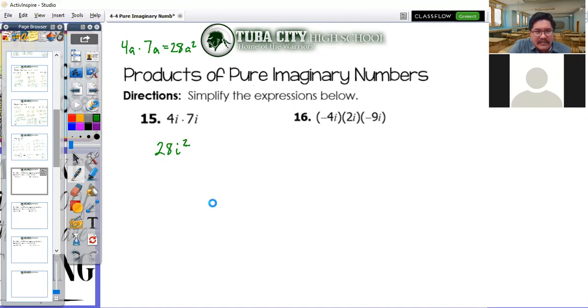So from here, 28, and we already know that i squared, we're going to replace it with negative 1. We're not taking the root of anything. I don't see any square roots, so we don't need to take the root of anything. And then 28 times negative 1 is just going to be negative 28. All right, and that's it. We're done with this. So now I have, for this one, 3 terms.